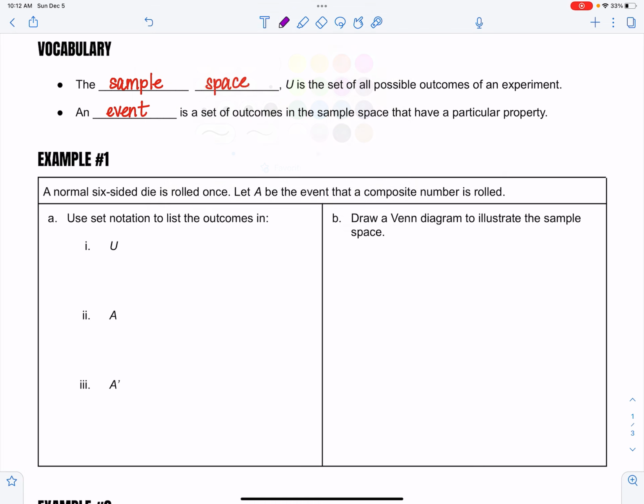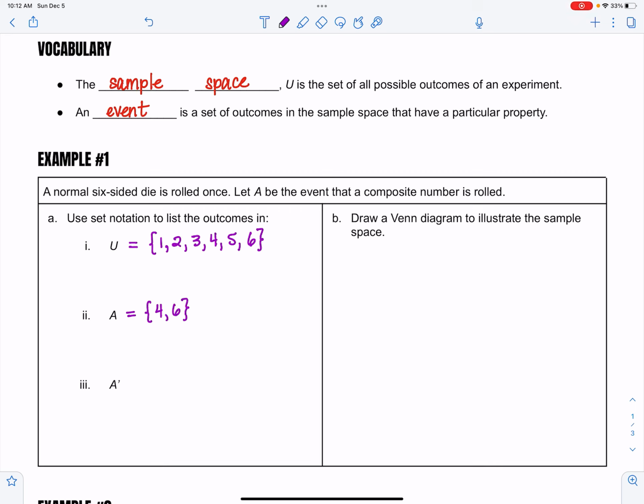So the fact that we are rolling a six-sided die lets us know that we have 6 outcomes. So in our universal set, that's going to represent the sides that we can roll. So we can either roll a 1, 2, 3, 4, 5, or 6. So A is going to be the event that a composite number is rolled. So if you roll a composite number, that means you can either roll a 4 or a 6.